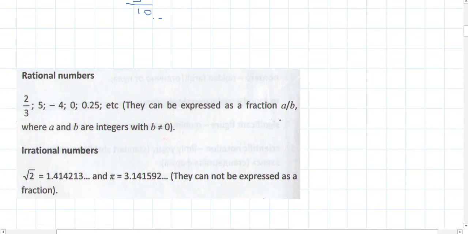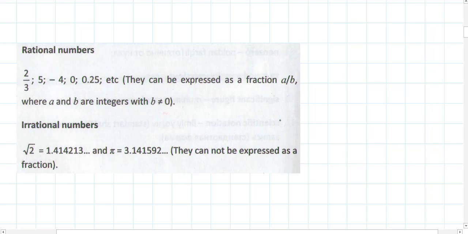Okay, now rational numbers. The rational numbers we consider here are, for example, 2 over 3, or just 5, because 5 we can also write as 5 over 1, or 10 over 2. This is 5. Or minus 4, we can also write as a fraction a over b, where a and b are integers with b not equal to 0, because dividing by 0 is not possible.